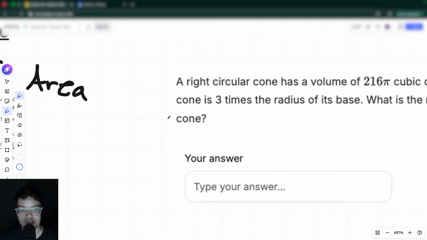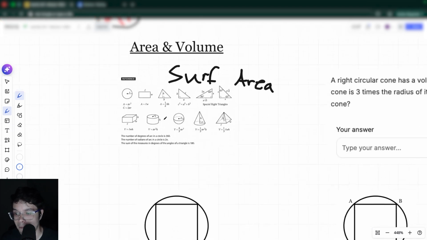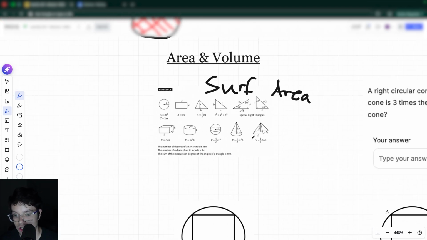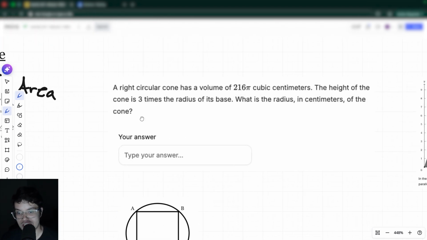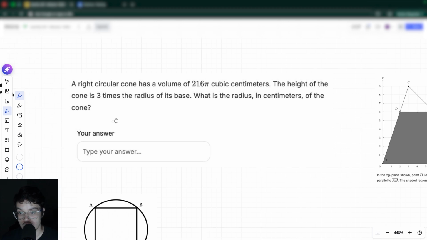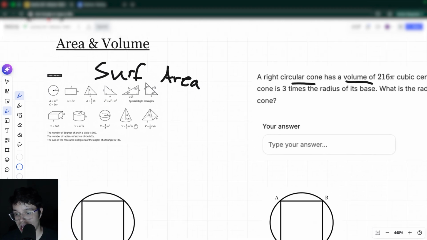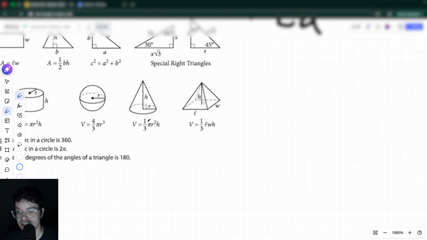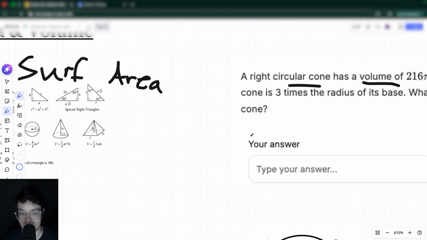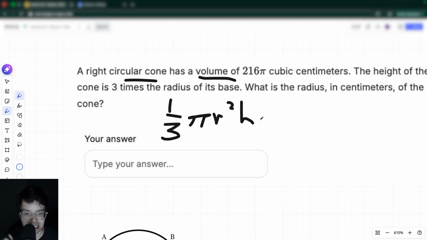The way that most of these problems work on the SAT is they give you some information and you have to make an equation based off of the stuff shown in this table here, or off the surface area stuff. So for example, for this one, you have a right circular cone with a volume of 216. The height is that, and it says, what is the radius? So first we have to look, what is the volume of a right circular cone? Well, as shown in here, a cone would be this thing here. So 1/3 pi r squared times h, and it says that would be equal to 216 pi.